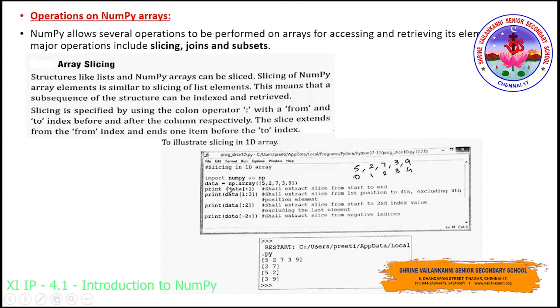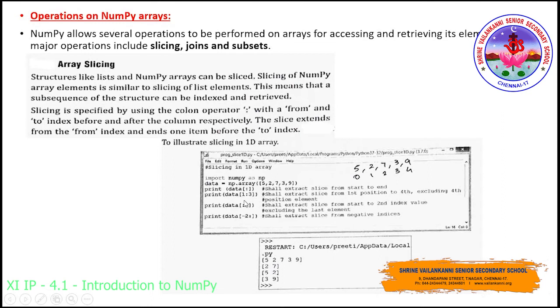If you look at this example over here, data is a variable, np.array of 5, 2, 7, 3, 9. Here they have passed a list to the array method, which means they have created an array. And now if I provide a print of data of colon, which means I have not provided the starting and ending parameter, so what will happen? The entire array will be extracted and it will display the result as 5 2 7 3 9. Clear? There is a difference between list and array: in a list the elements will be separated by comma, whereas in an array the elements will not be separated by comma.